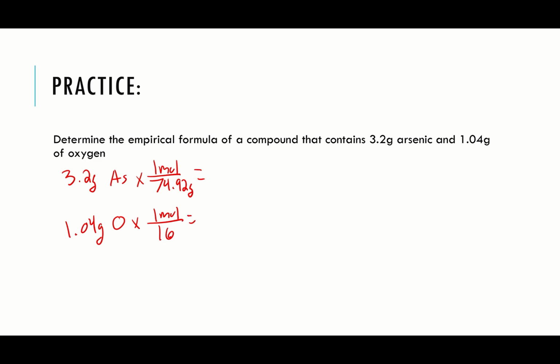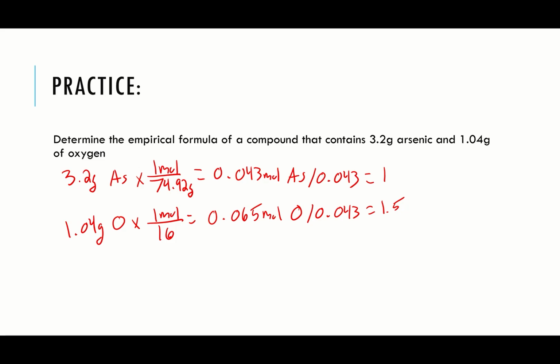So 3.2 grams of arsenic would give us 0.043 moles of arsenic. 1.04 grams of oxygen would give us 0.065 moles of oxygen. Now again, we're going to look for the smaller of the two, 0.043. Divide them both by that. We get 1. And then here, we're not going to get 1 or 2. Rather, we're going to get really close to 1.5.